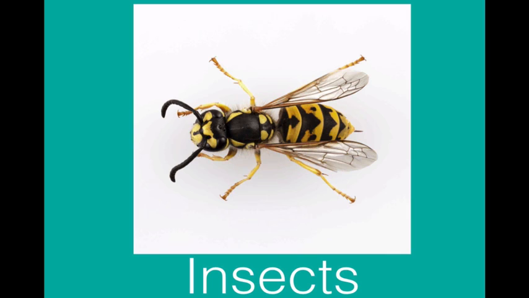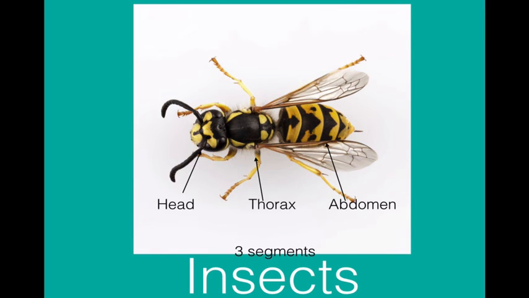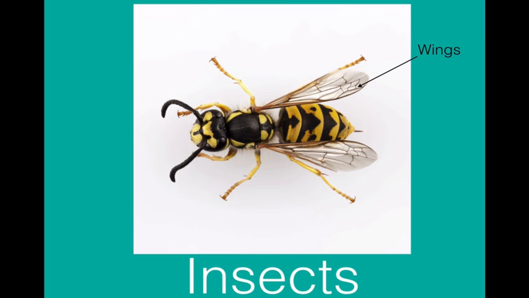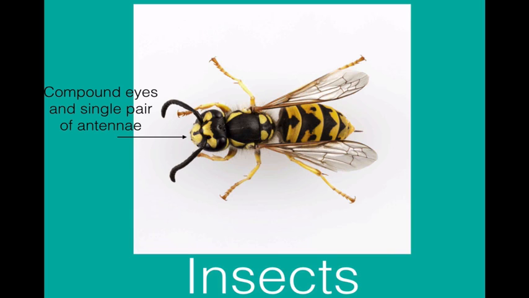Insects can be identified by the fact that they have three body segments. They have a head, a thorax, and an abdomen. In this wasp, it's fairly obvious where the three segments are. Sometimes it's harder to see. Insects have wings, or at least some members of the species have wings, say male ants instead of the drone ants. And they have compound eyes, and they have a single pair of antennae to sense their environment. The antennae are used to sense chemicals in their environment.